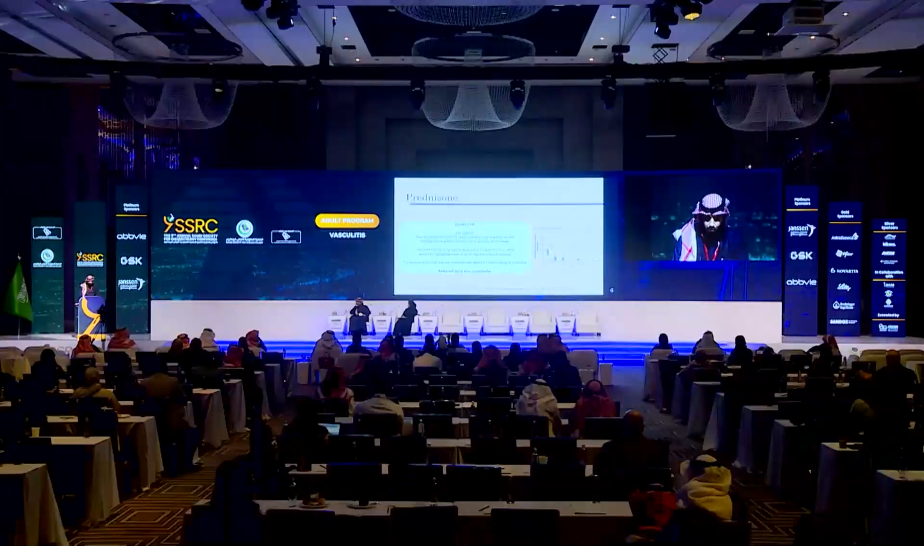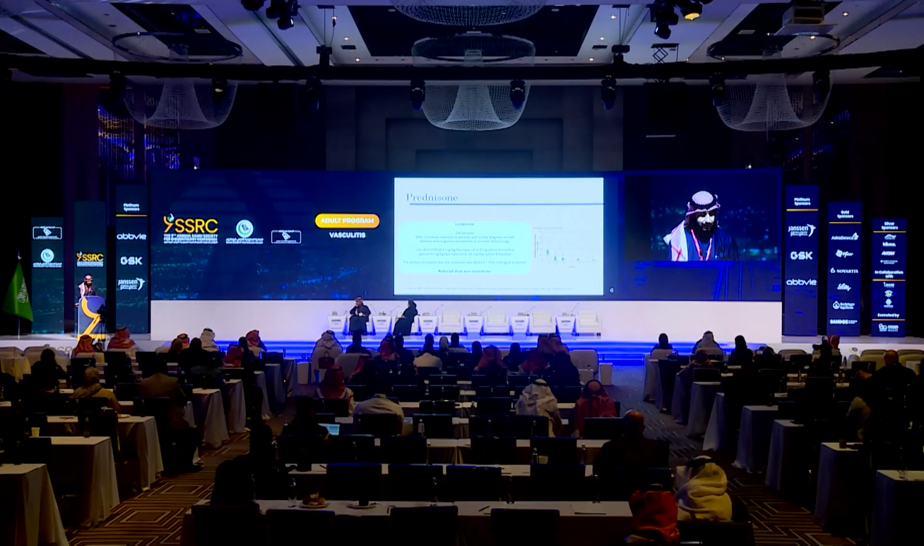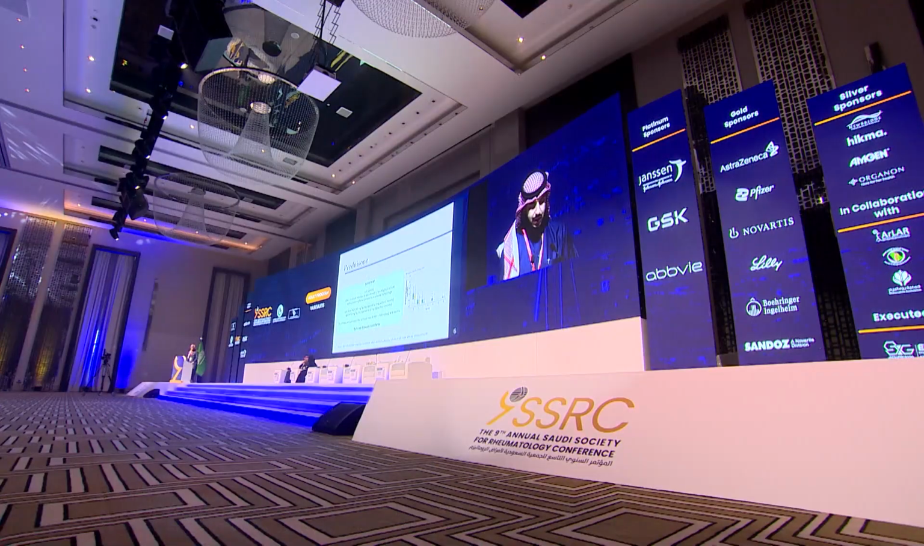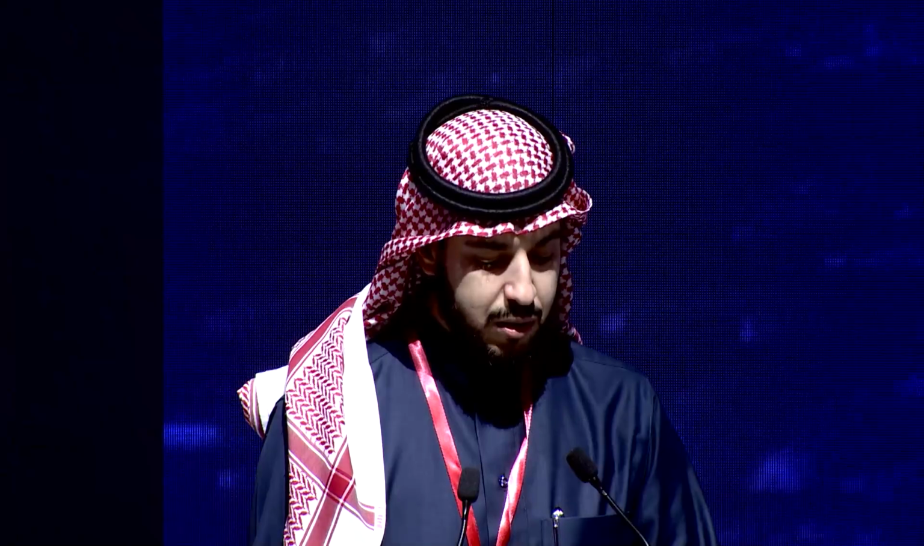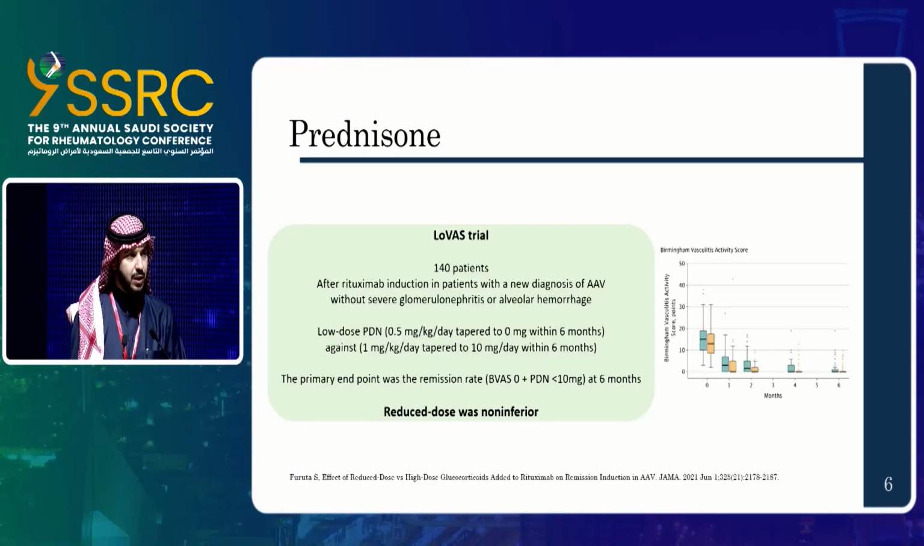A Japanese group published in 2021 their findings when they took 140 patients with non-severe GN or alveolar hemorrhage, and they stratified and randomized them to either low dose steroids, which is 0.5 milligram per kg, aiming for 0 at 6 months, or 1 milligram per kg, aiming at 10 milligram per day at 6 months.